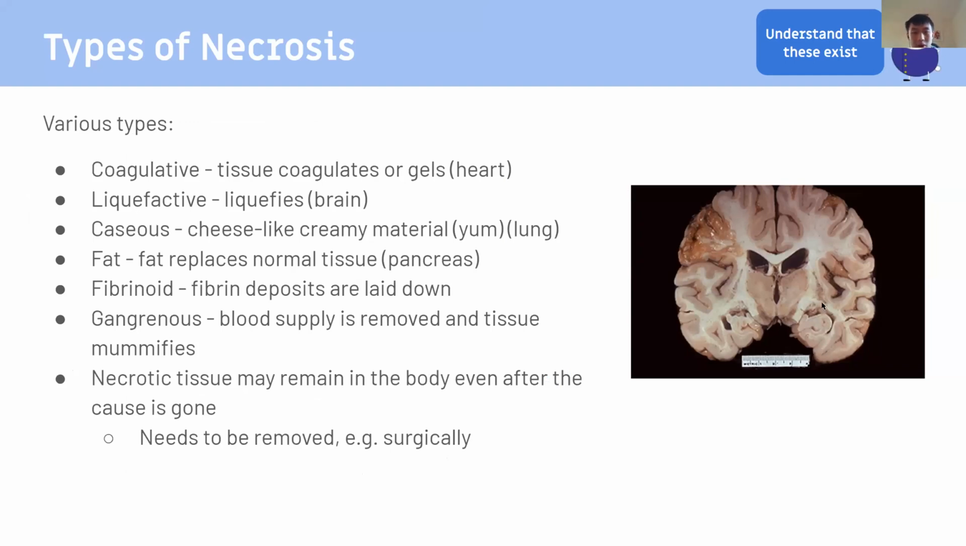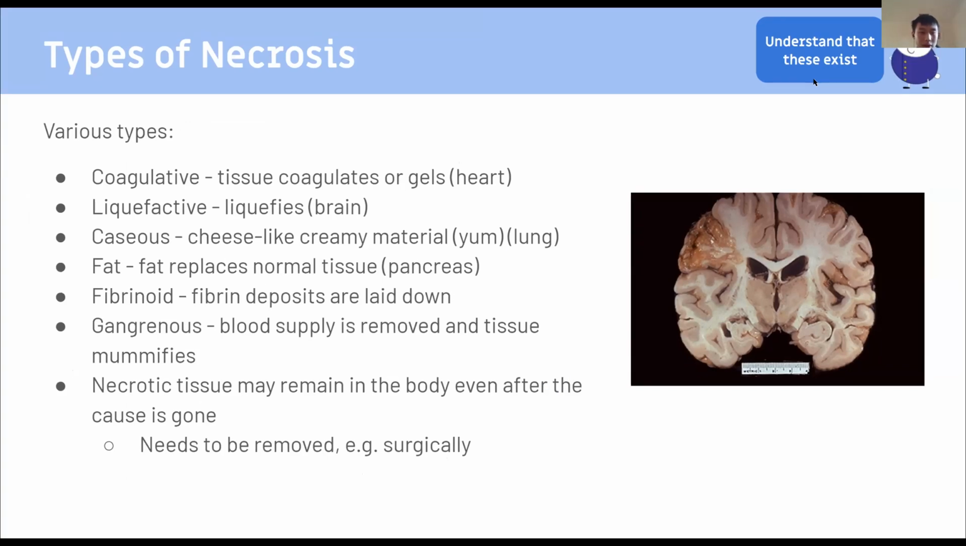And there's different types of necrosis. So you'll probably go through this in a workshop, but some of them include coagulative, where the tissue coagulates. It's like a gel. It can be liquefactive, so it liquefies. It can be caseous, so it's cheese-like creamy material, yummy. You can also get fat instead. You can get fibrinoid, where fibrin is laid down. So all these different types, and you can see on the right, the brain is in the top left. It's just necrosed, and that will be liquefactive, because the brain just undergoes liquefactive necrosis. But once again, not too important, doesn't get mentioned much at all, just know this exists.